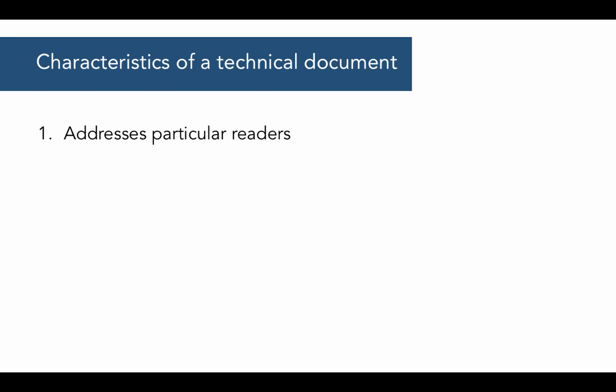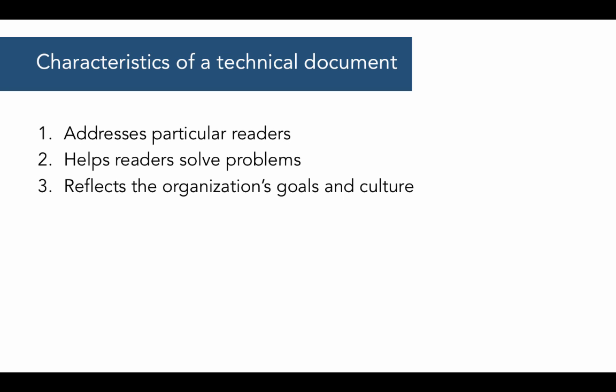The characteristics of a technical document are six. It addresses a particular reader. It helps the reader solve a problem or do something, really. And it reflects the organization's goals and culture. So think about Apple. Whenever you're looking at an Apple instruction manual, you know you're reading an instruction manual from Apple because they have a very specific way that they lay out their information.